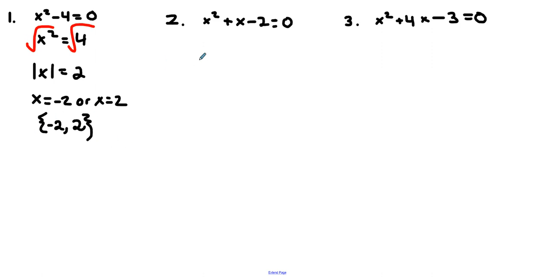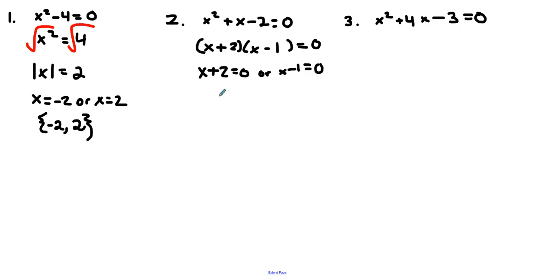The second one here, you could solve using factoring. So what does this factor into? Let's see. 2 and 1, and I need a positive x in the middle, so positive 2. Then I could use the zero product property and set each one of those factors equal to 0 and solve. And I get my solutions, x equals -2 or x equals 1. And again, I could write that in set notation. So the first one I did was solving using square roots. The second one is solving by factoring.